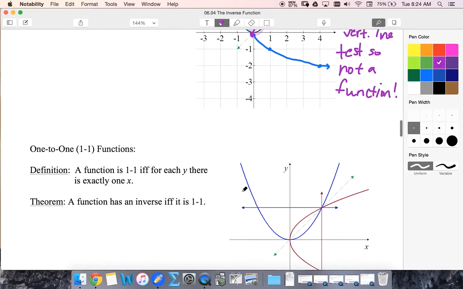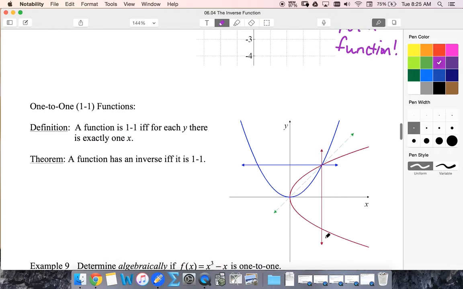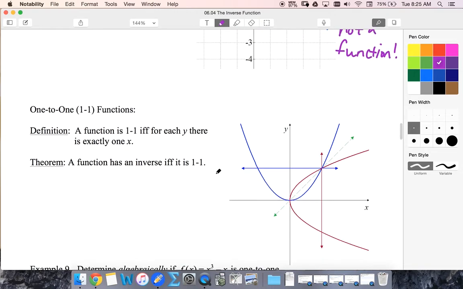We call this the horizontal line test. If you can draw a horizontal line and hit only one point, then the function will have an inverse. If it fails the horizontal line test, that means when I inverse it, it's going to fail the vertical line test, which is how it won't be a function.